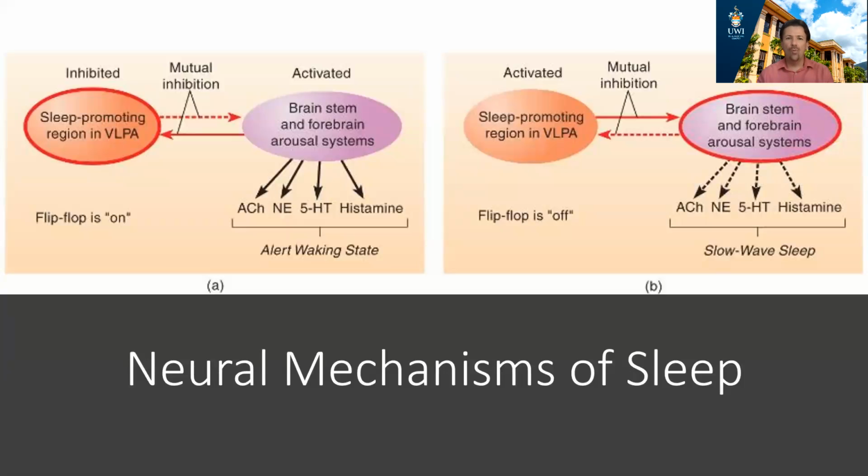So when you're awake, not only do the projection neurons keep you awake and aroused, but they also inhibit the ventrolateral preoptic area. But at some point during the daily cycle, your circadian rhythm, the ventrolateral preoptic area turns on. And when it turns on, it turns off the projection neurons that keep you awake and then begins to promote sleep. So when one is on, it turns off the other. And that's what we mean by this flip-flop mechanism.